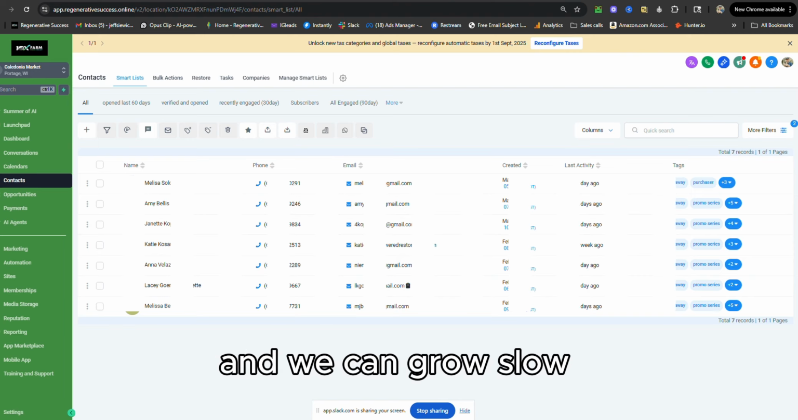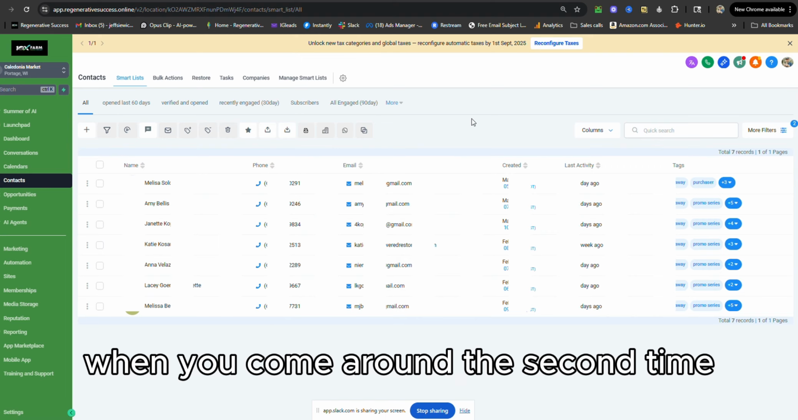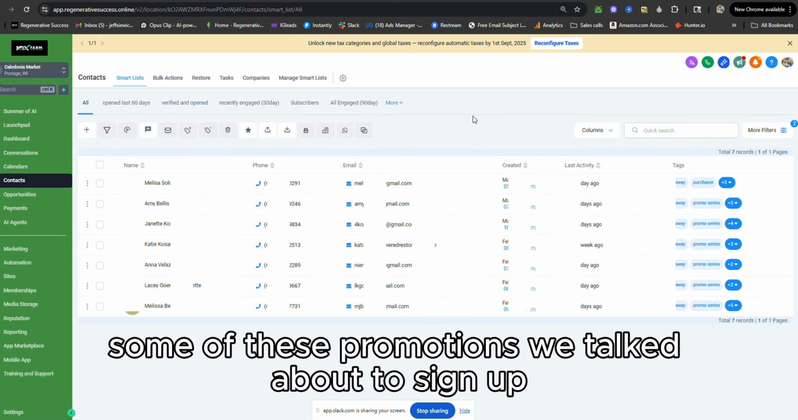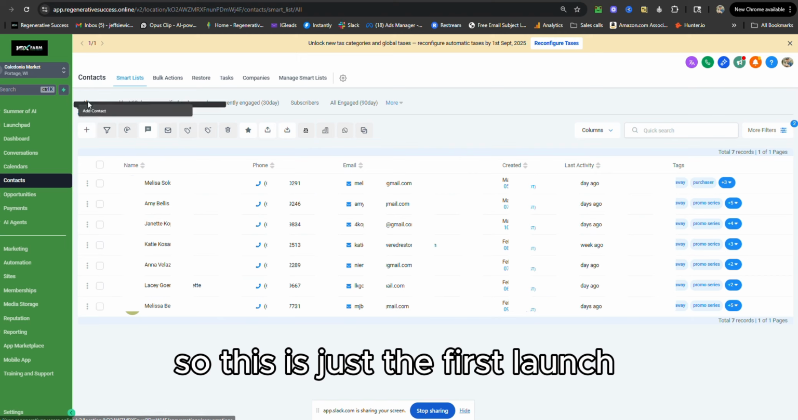The other thing to keep in mind is this was the first launch, right? You still have a number of contacts that didn't buy this first time, for a number of reasons. Part of it was the email deliverability wasn't great. But they're going to be more inclined to sign up when you come around the second time, especially when you do some of these promotions we talked about. And so this list is going to continue to grow. This is just the first launch.